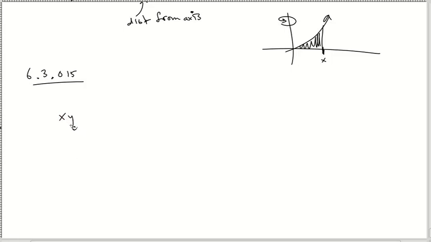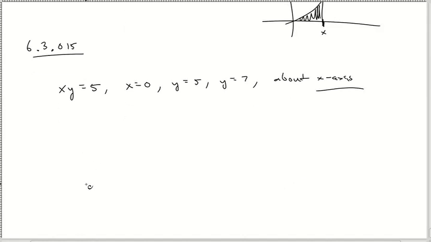So here we go. x times y is equal to 5, x is equal to 0, y is equal to 5, y is equal to 7. And they say go about the x-axis. Now, when I see x-axis, I think disk method, and I'm not going to be afraid to do disk method if that's actually what's going to happen. So shell method, disk method, either way is fine at this point.